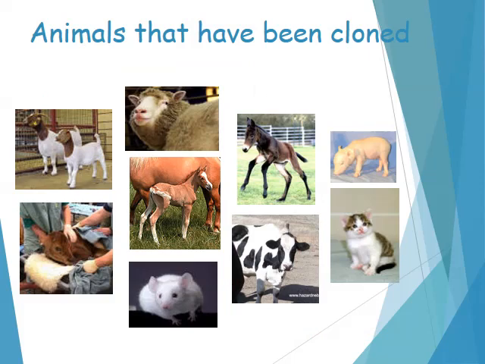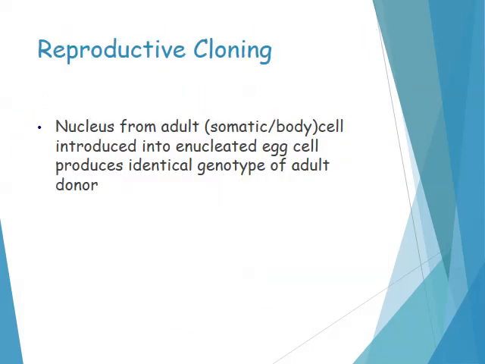Now we're going to look at some animals that have been cloned. In reproductive cloning, a body cell or somatic cell is obtained from the organism to be cloned. The nucleus is removed and introduced into an enucleated egg. An enucleated egg is an egg that's been stripped of its nucleus. This egg is then implanted into a female of the species and produces an identical genotype of the adult donor.